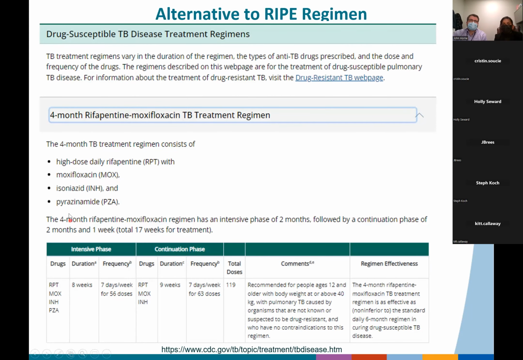And recently, if you look at the CDC for the tuberculosis regimen, they have an alternative option, a 4-month regimen. So instead of 6 months, and instead of ethambutol, they have substituted moxifloxacin. They do high-dose rifampin, moxifloxacin, isoniazid, and pyrazinamide, and it's for 4 months. So again, this is an alternative option if they cannot tolerate the RIPE regimen.